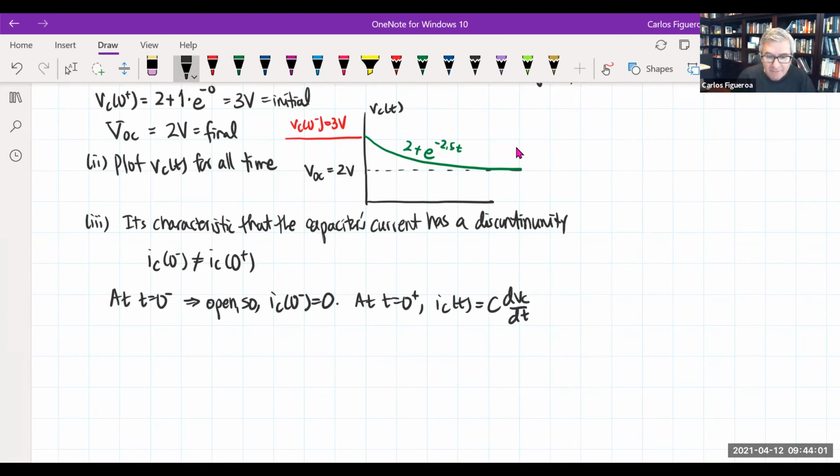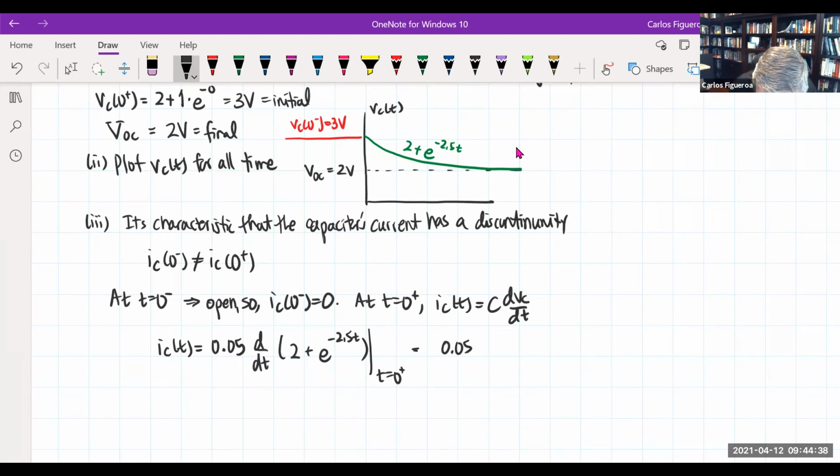So let's go calculate that. IC of t is then going to be the capacitor value, which is 0.05, times the derivative of the solution of the capacitor, which is 2 plus e to the minus 2.5t. And then, of course, I'm going to set t equal to 0 plus at the end. When I look at this, you're going to see that I have a constant here. So I'm going to get 0.05. The first term is 0, but then I'm going to get minus 2.5. That's the derivative. And then I'm going to set that e to the 0.